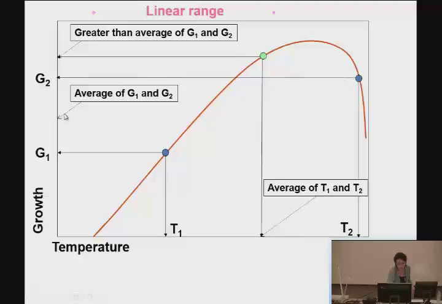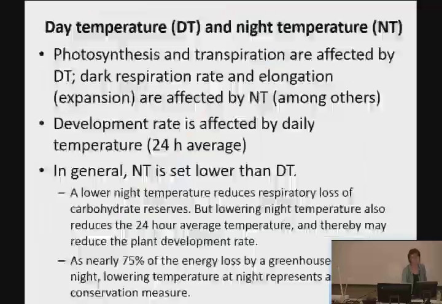So the average rate should be here, but if you use this response curve, the average response should be right here. That means when the temperature range exceeds the linear range, you can't really use average temperature to represent the plant growth rate or development rate. Okay? It's not too complicated, I hope.